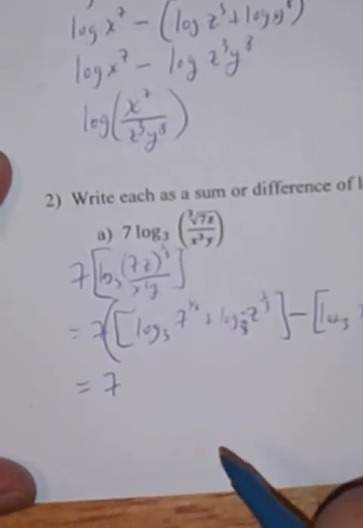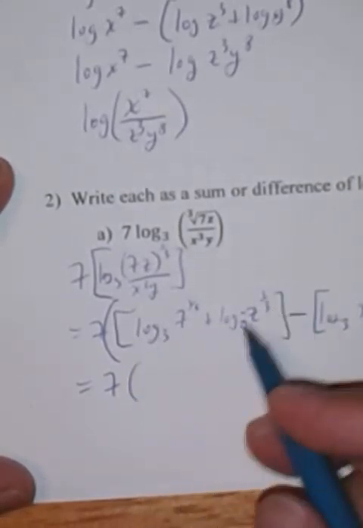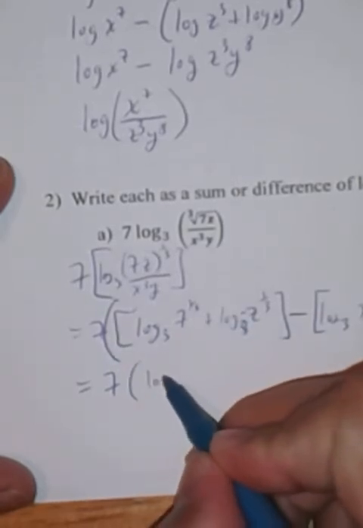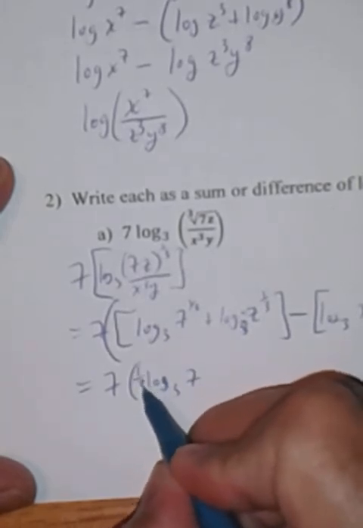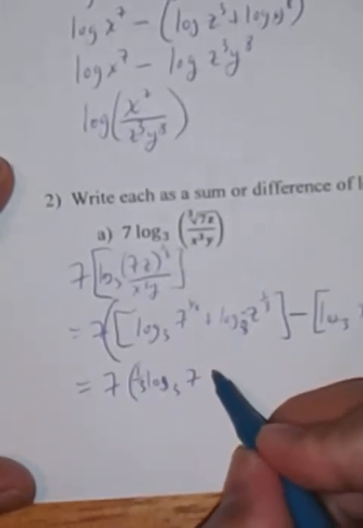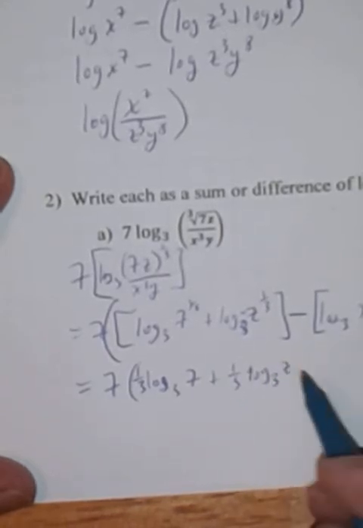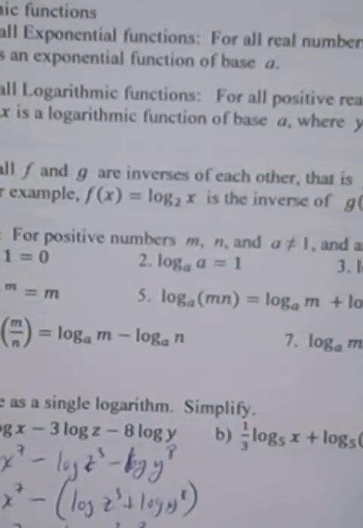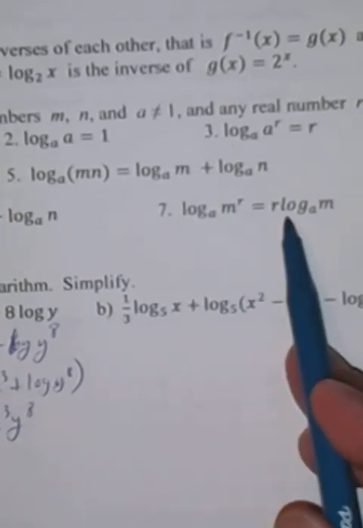7 times, so these two, I can distribute the one that's out here, log base 3 of 7, bring the 1/3 down, 1/3 log base 3 of 7 plus 1/3 log base 3 of z. Notice again, I'm just bringing down the exponent out to the front. That's this rule right here, exponent out to the front.